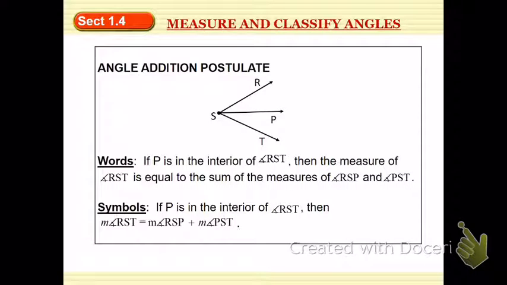Angle addition postulate, just like the segment addition postulate. If P is in the interior of the angle, so P is in the interior of this angle, then the measure of RST, the whole angle, is equal to the sum of the measures of RSP and PST, these two angles. Right? So the two smaller angles add up to the larger angle. In symbols, we could write that as the measure of RST is equal to the measure of RSP plus the measure of PST. Angle addition postulate. All right.